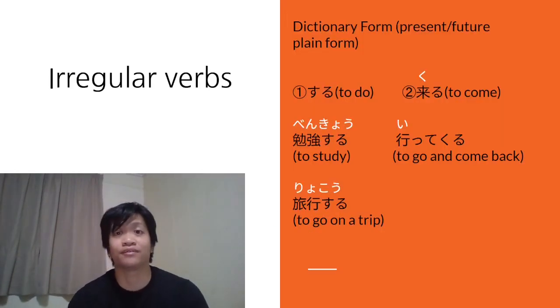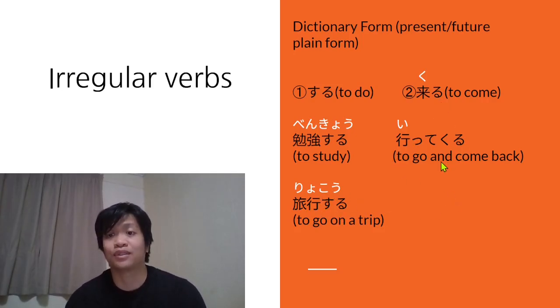Last, we have irregular verbs. There's only 2 irregular verbs. These are them in the dictionary form. They're either suru or kuru. Suru means to do, kuru means to come. But suru can be attached to different nouns. So for example, benkyou suru, to study. Since this word ends in suru, it still counts as an irregular verb. Same for ryokou suru. This word ends in suru, so it's still irregular. Benkyou suru, to study. Ryokou suru, to go on a trip. So you have to look for that suru at the end.